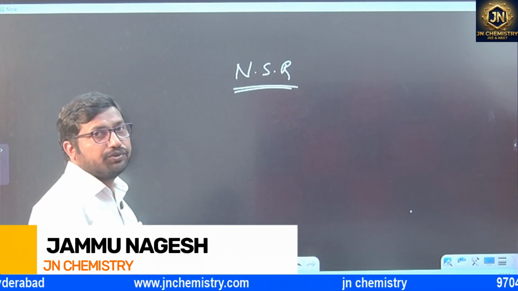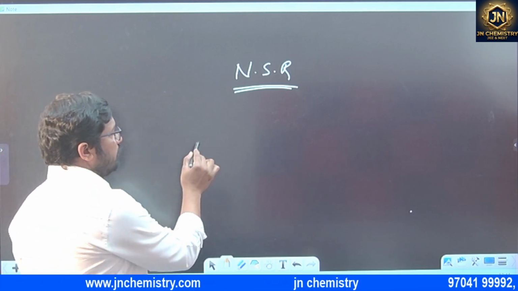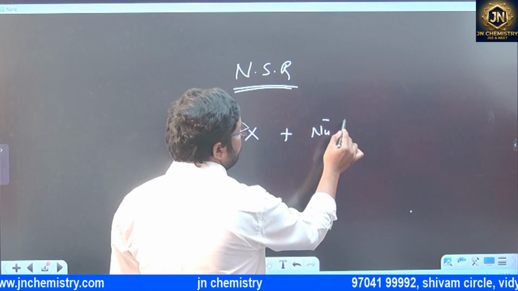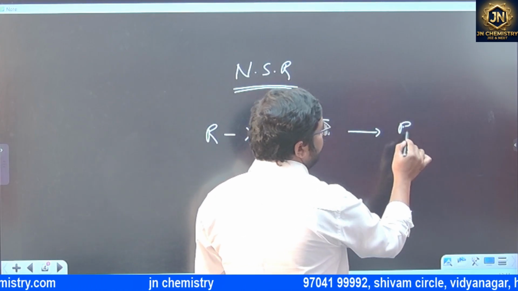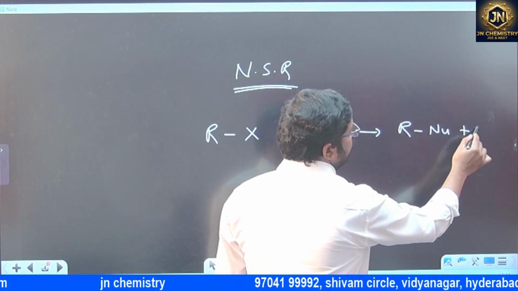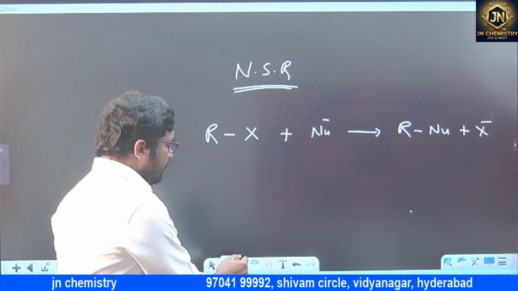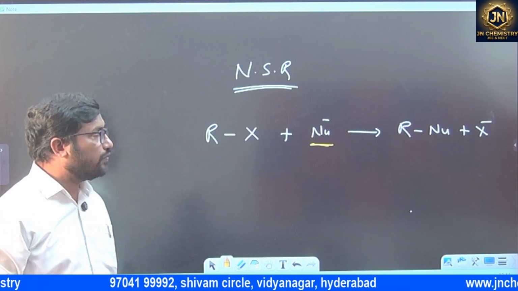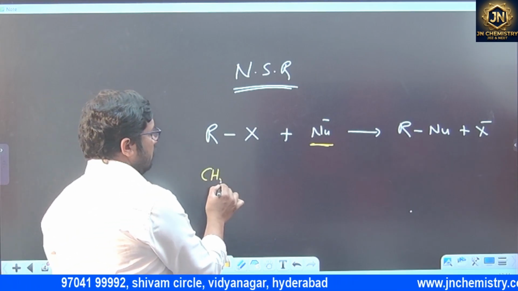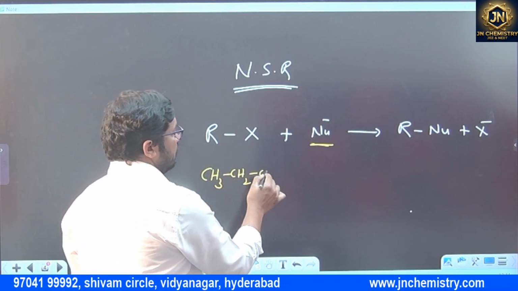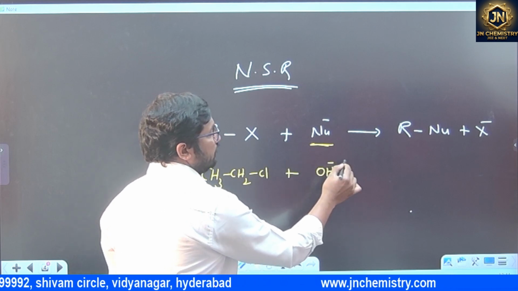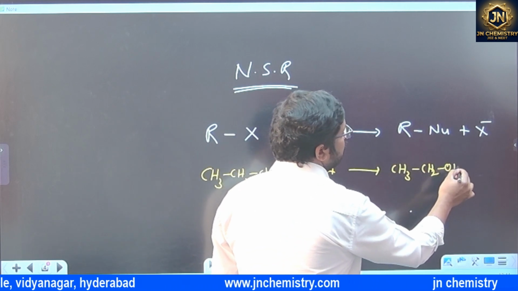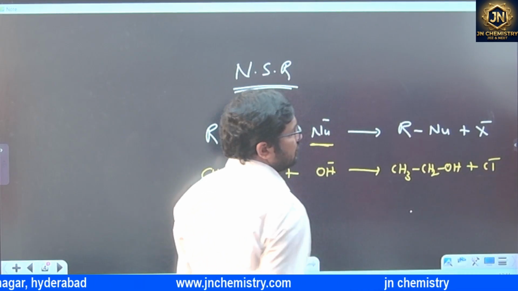So nucleophilic substitution reactions is nothing but what? Generally R-X plus nucleophile will give R-Nu plus X minus. So in nucleophilic substitution reactions, the nucleophile is substituting. For example, CH3CH2Cl, if I am using OH minus, we get CH3CH2OH plus Cl minus.